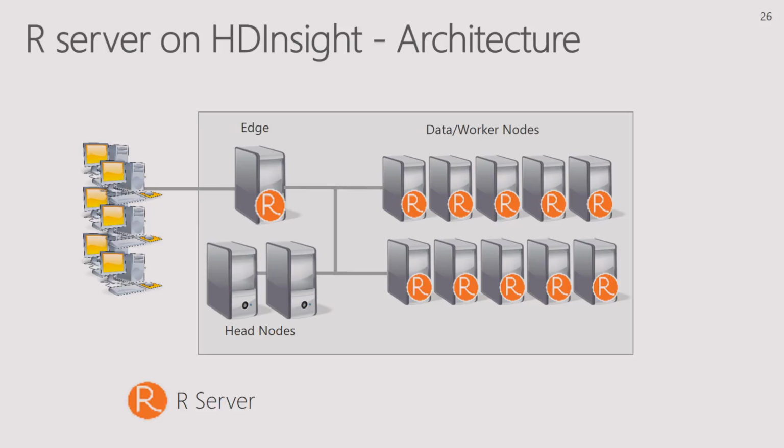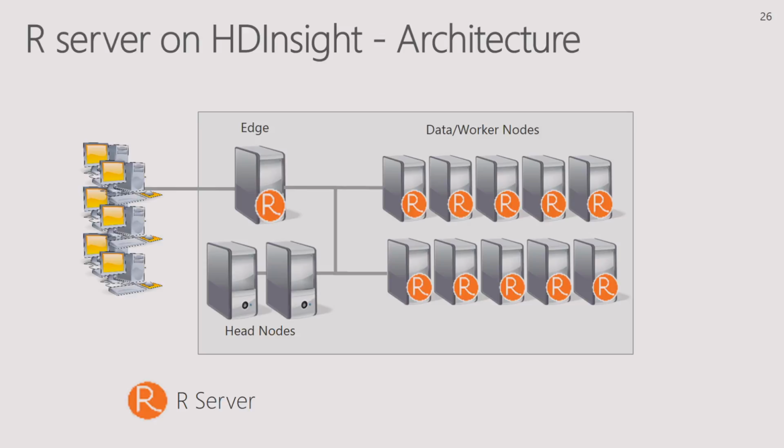The architecture looks something like this. So first off, you will have your client with which you want to interact with your cluster. So you can set up SSH login with which you can connect to the edge node. Edge node is where the R server is going to be located along with the worker nodes.